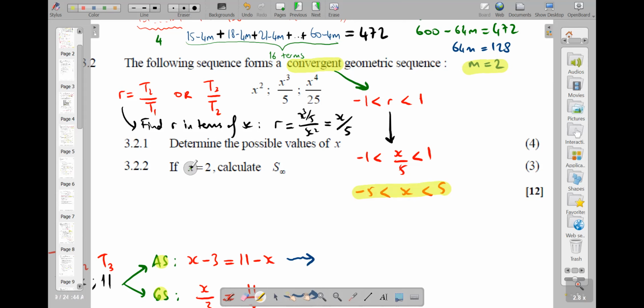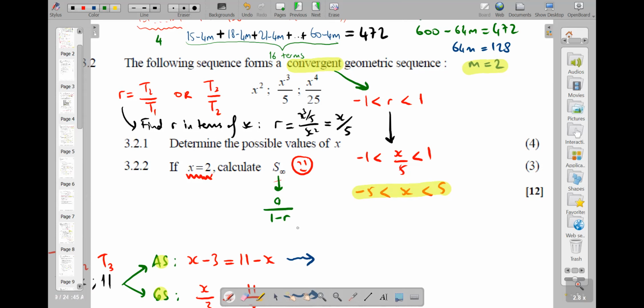And 2 is fine, because 2 is a number between -5 and 5. So that's good, and that's why when it is 2, I can find S sum. Nothing is wrong with S infinity. And S infinity is the easy formula, you know.